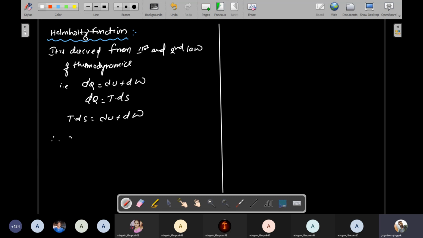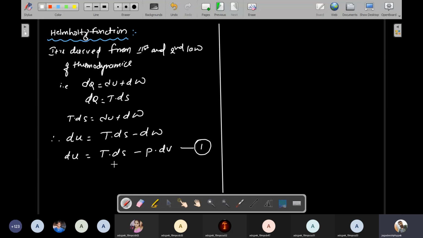So therefore, I want du. du is equal to T dot ds minus dw. And we will write dw as nothing but pressure times the change in volume. So du is equal to T dot ds minus pressure times dv. Write this as equation 1. This equation I already derived in the previous topic, internal energy.